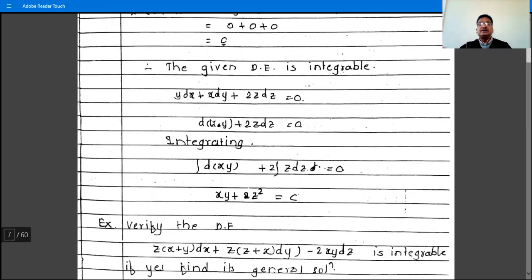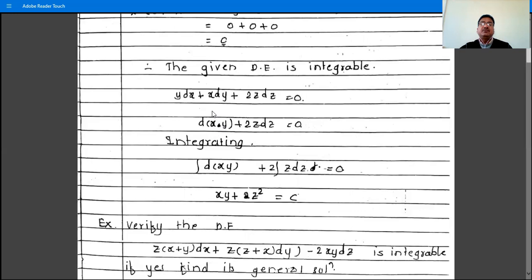y dx plus x dy is the derivative of x into y, and 2z dz is the derivative of z square. So integrating both sides, the integration of d(xy) is x into y, and the integration of 2z is z square, as the 2 gets cancelled. So we have xy plus z square is equal to constant as its solution. This method is called the inspection method or direct integration. We have the direct integration without multiplying by any factor.